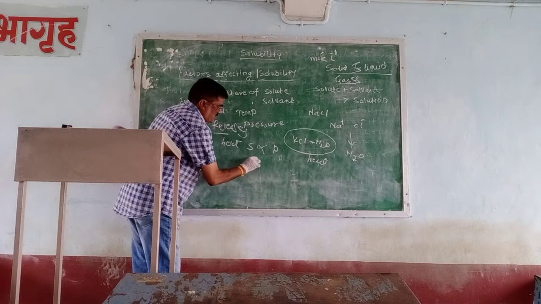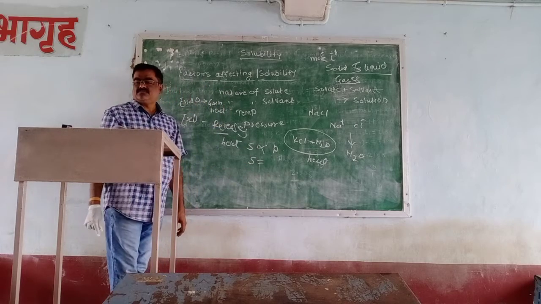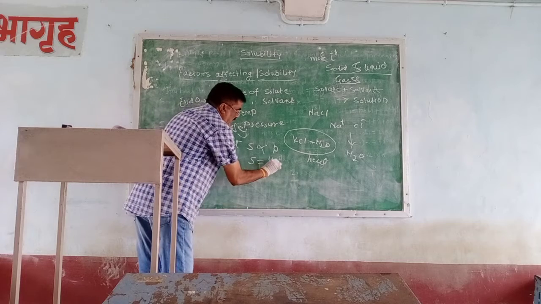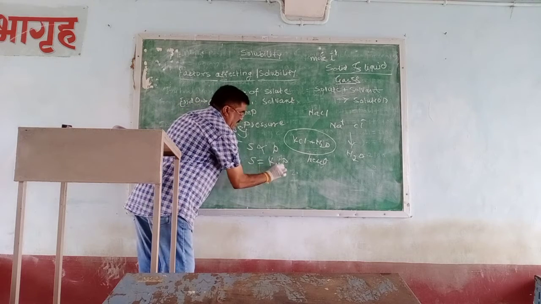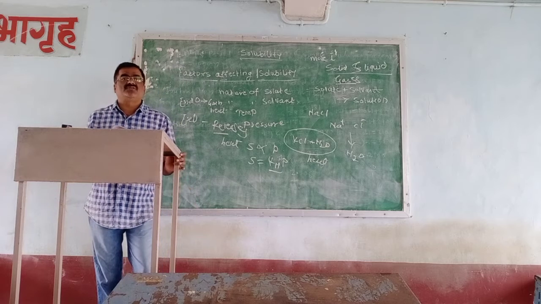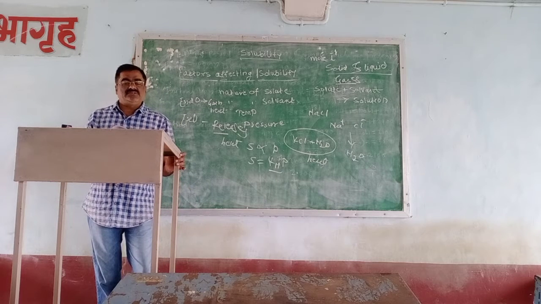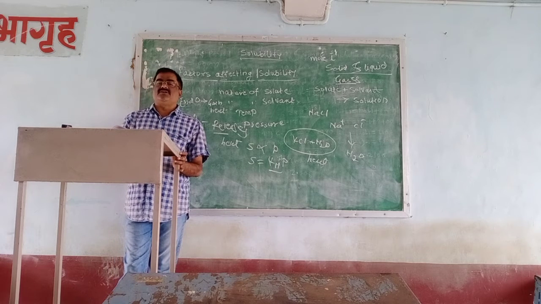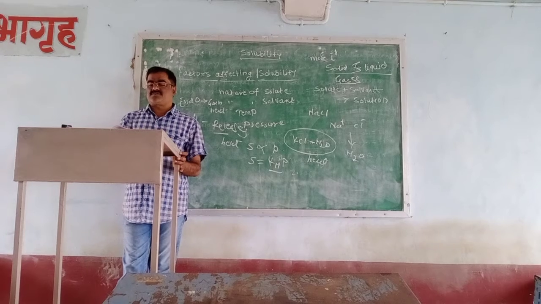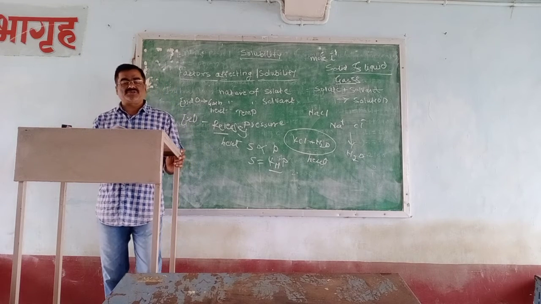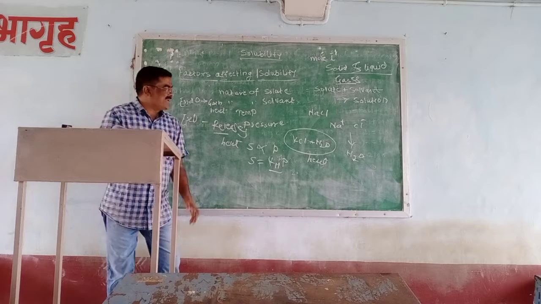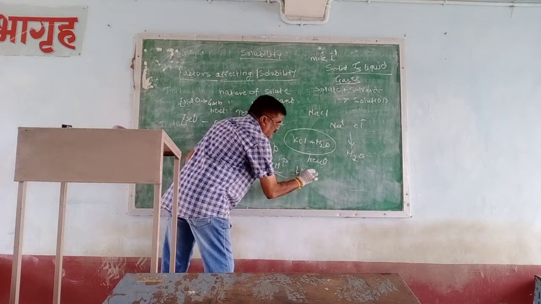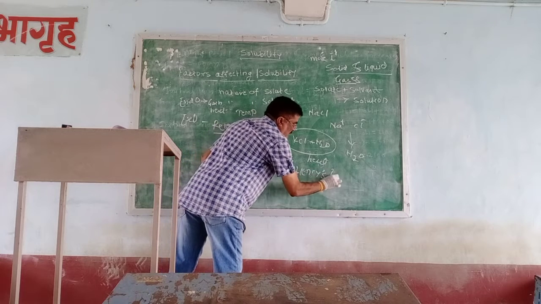That is, S equals KH times P, where S is the solubility of the gas in moles per liter, P is the pressure of the gas, and KH is the proportionality constant, which is called Henry's constant. This is Henry's law.